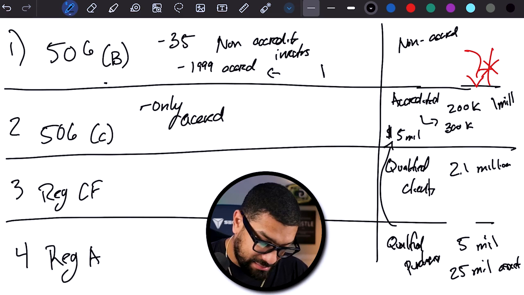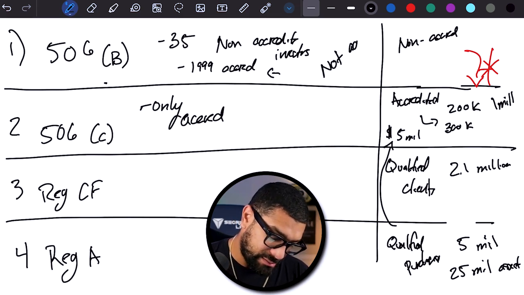So you've got to make sure that you have one of these in order to be a part of a 506C, almost specifically. Now, 506B, most of the people are going to be 506Bs. Now, the biggest thing here is 506Bs cannot advertise.